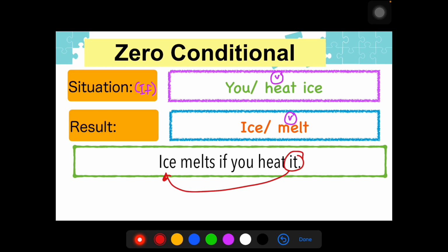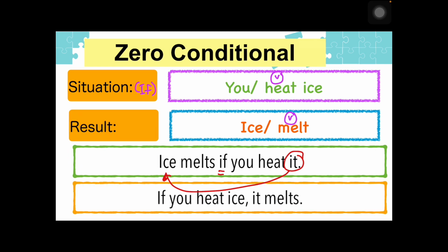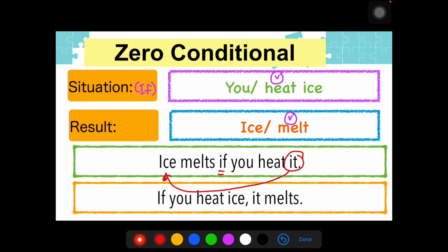So in this one, if is in the middle of the sentence, we don't need the comma. Or this one, if you heat ice, it melts. So the position of the word ice is different, because this one is in the if clause.